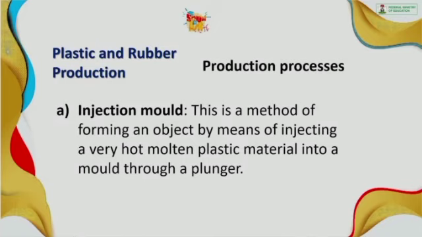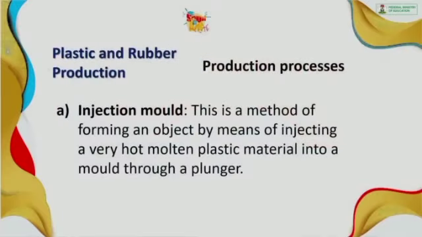This is a method of forming an object by means of injecting a very hot molten plastic material into a mold through a plunger. So this process is by injection mold. You make a mold and you inject the liquid plastic into it. When it cools, it will form a solid one that can be used as our plastics, like our container for bottled water or other containers.